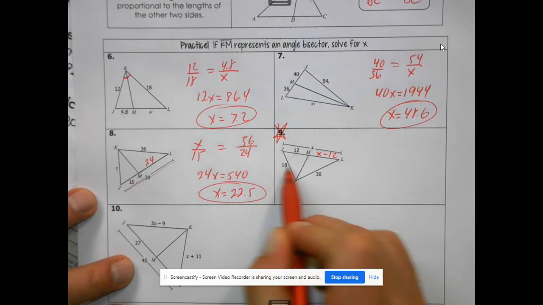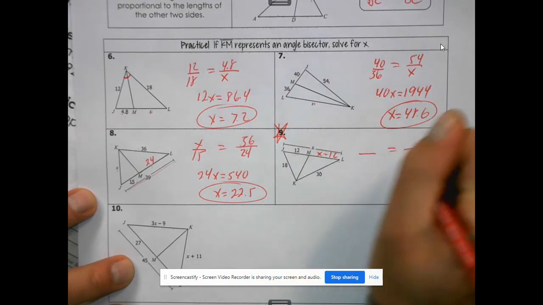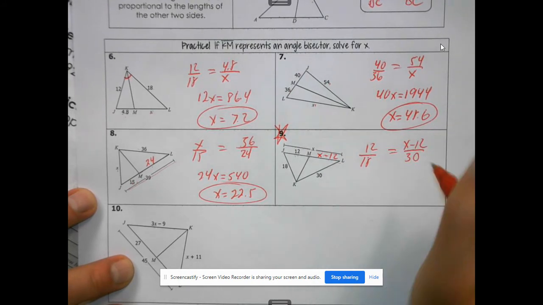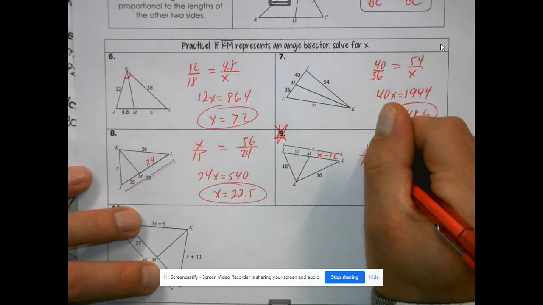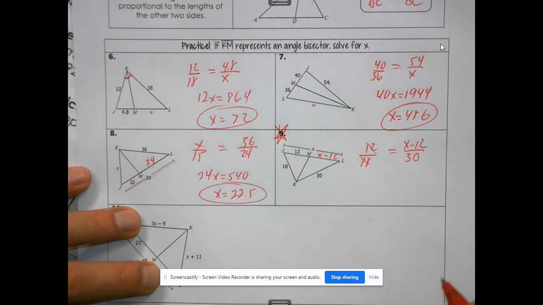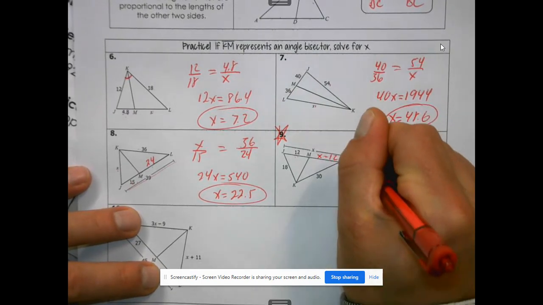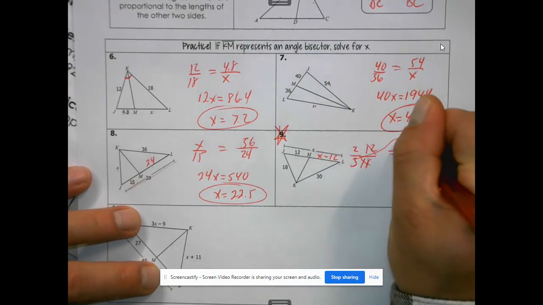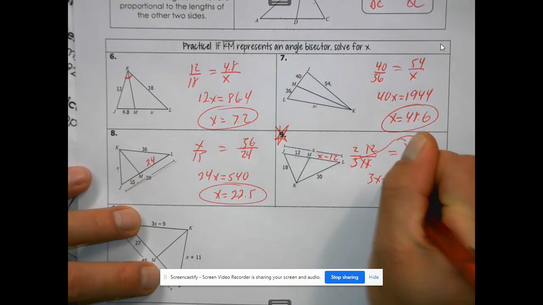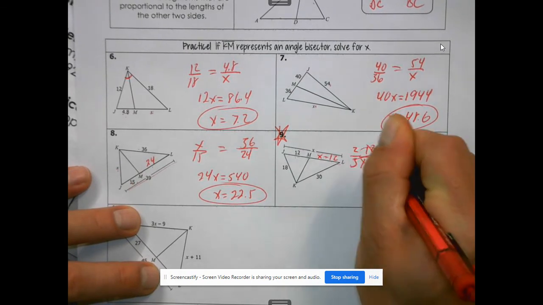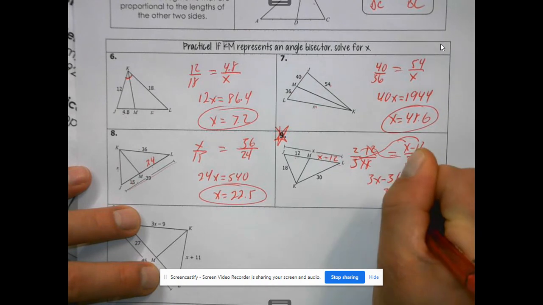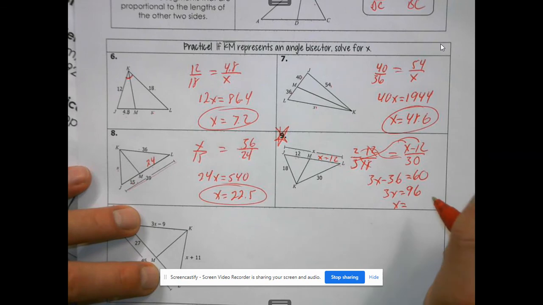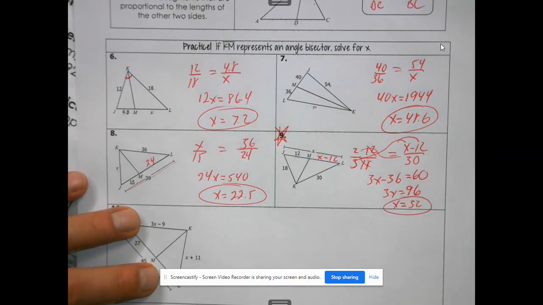Let's go top down. 12 over 18 equals x minus 12 over 30. I notice I can reduce 12/18. 6 goes into both of those: 2 over 3. Cross multiply. 3 hits both of those: 3x minus 36, and then 2 times 30 is 60. Add 36 over. 3 goes into 96, 32 times.